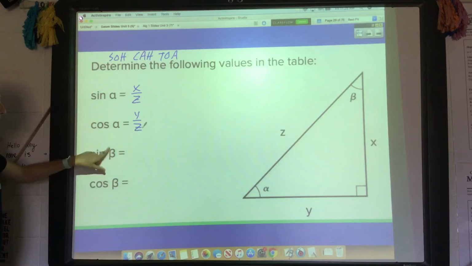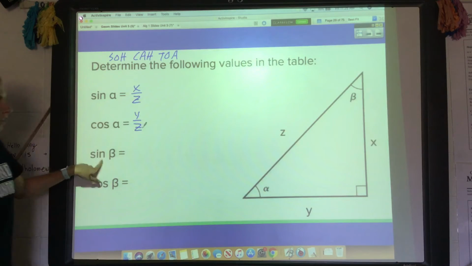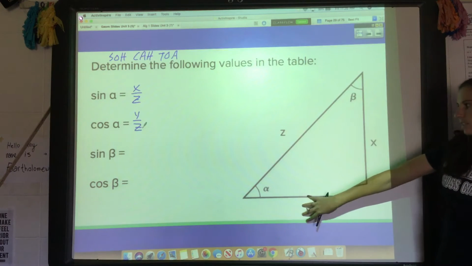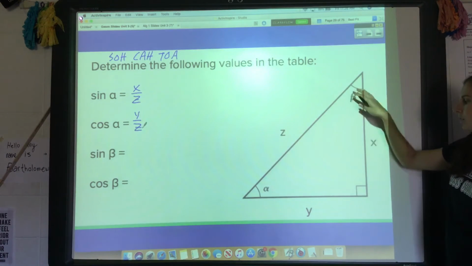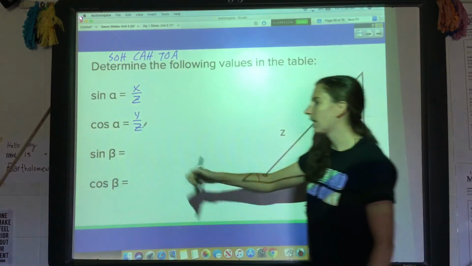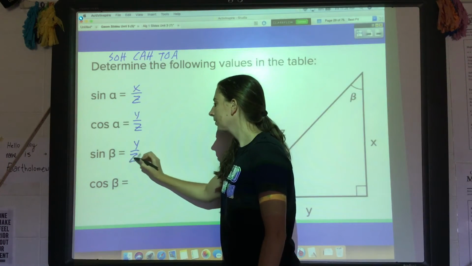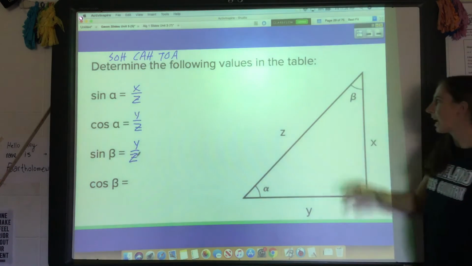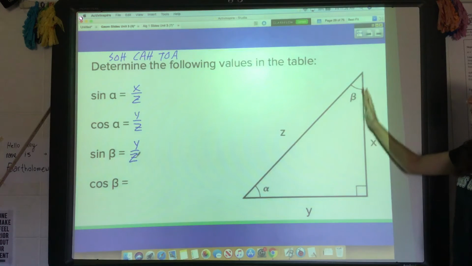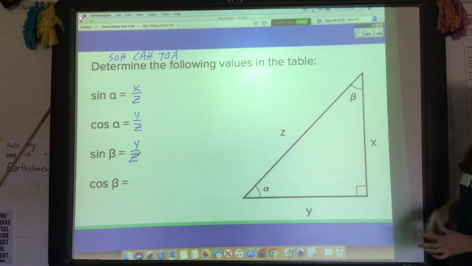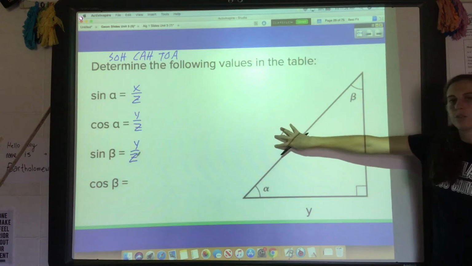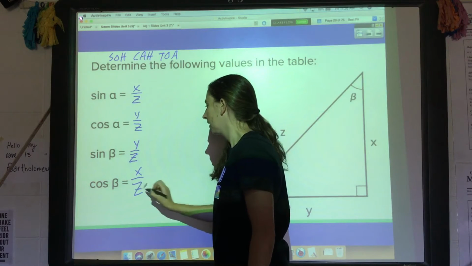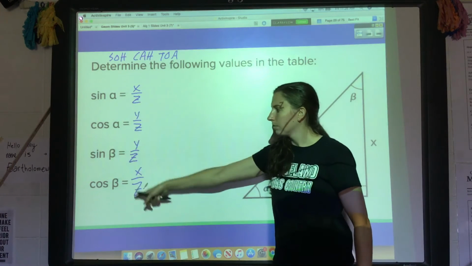All right, now let's look at angle B. If I find the sine of angle B, if I'm looking at angle B, then this is the opposite side, and that's the hypotenuse still. So y over z would be sine. Cosine is, once again, adjacent over hypotenuse, but if I'm looking at angle B, this is the adjacent side that's touching angle B. So it would be adjacent over hypotenuse, x over z. What do you notice about some of these?